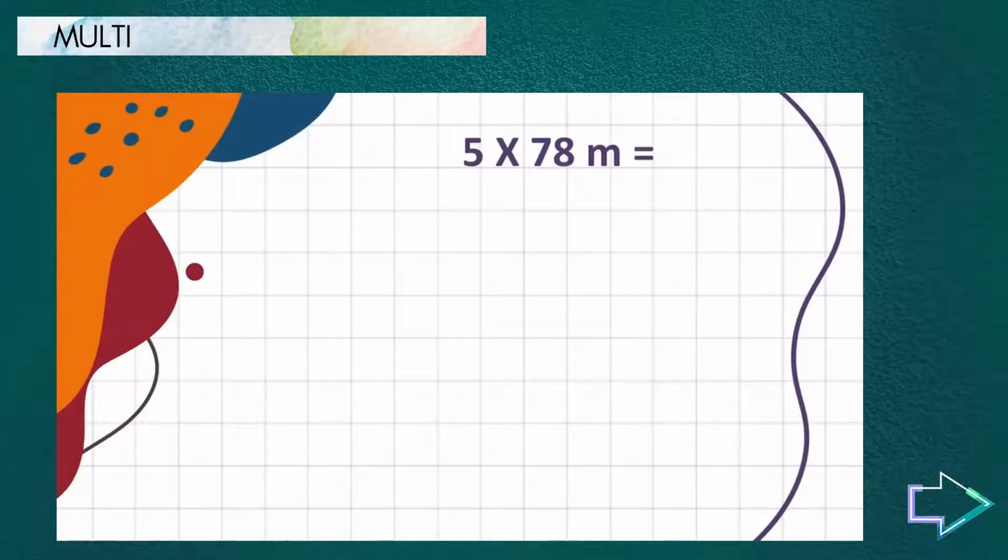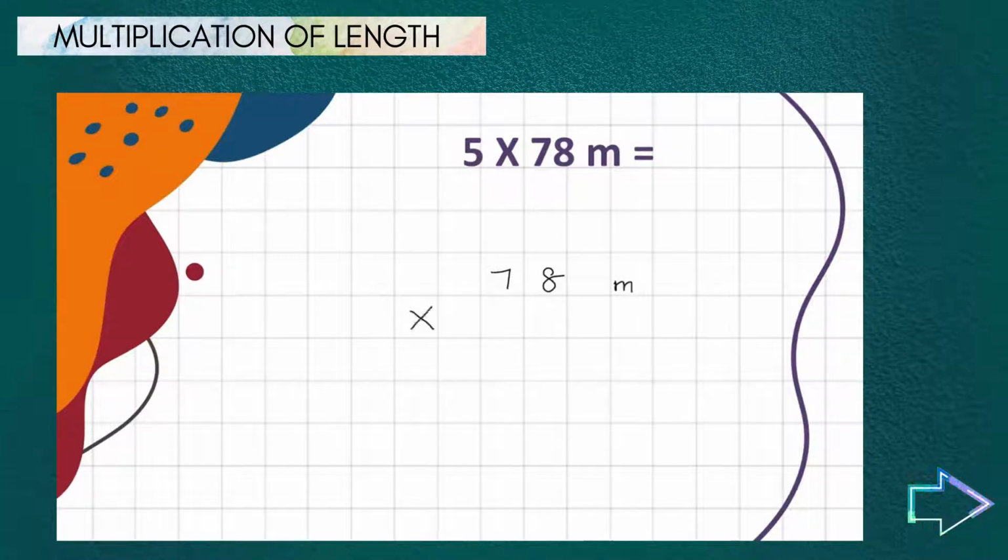Kids, 5 times 78 meter. So again, we need to do the standard written method first, which is 78 would be the top number, 78 meter times with the second number, which is 5. We need to write down 5 below 8 because it is a single number, which is referred to as ones.